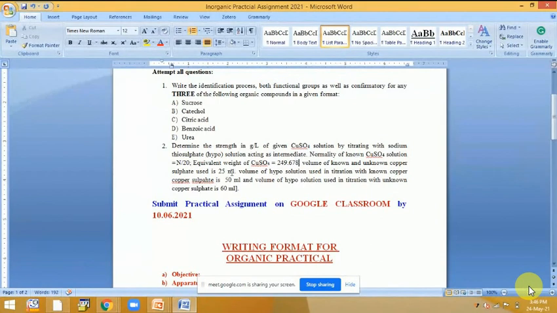Volume of hypo solution used in the titration with known copper sulfate is 50. That is in the first table, your V2 will be 50. That is your burette reading. And when you titrate this hypo solution with the unknown copper sulfate, the volume will be 60. Okay, so 50 and 60 values will be like this.